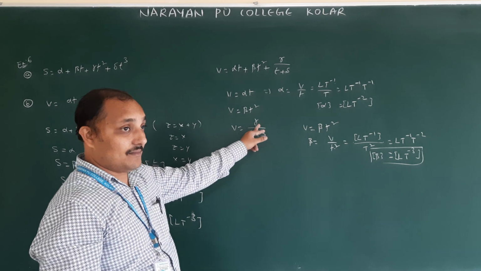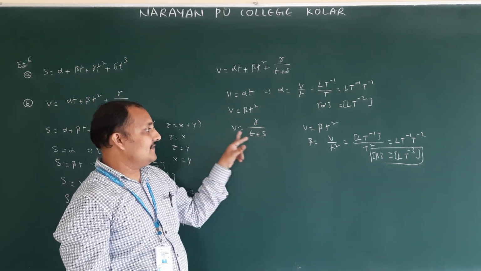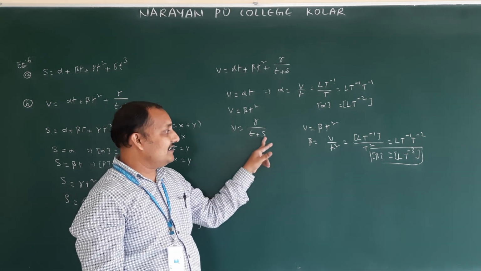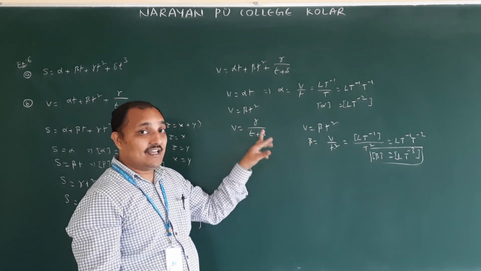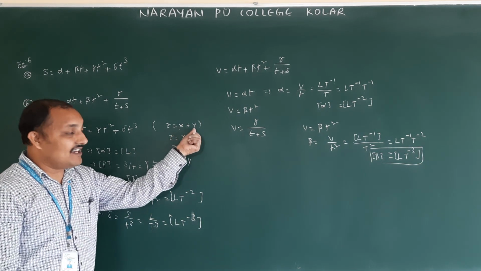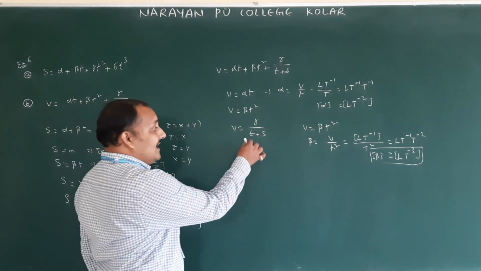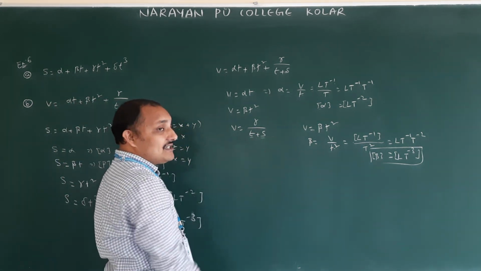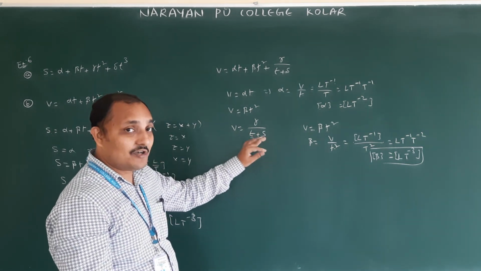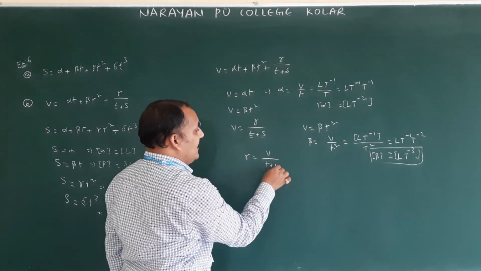Next, the gamma dimension formula. Here we have to apply simple logic. In this equation, T plus S is coming. Here T is being added to S, so S and T must have the same dimensions. X plus Y means X and Y should have the same dimension formula, only then can we add them. Here T and S are being added, so both are dimensionally the same. The T dimension formula is T, so the S dimension formula is also T. Therefore gamma is equal to V by T plus T.